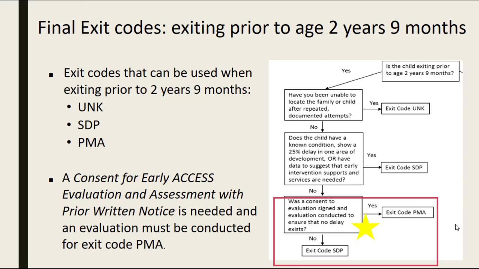If an evaluation was conducted and a 25% delay was found, and the parents want to end services, or if the parents did not consent to the evaluation to confirm the child no longer has a 25% delay, PMA would not be an appropriate code to use. Instead, the exit code to use is SDP.